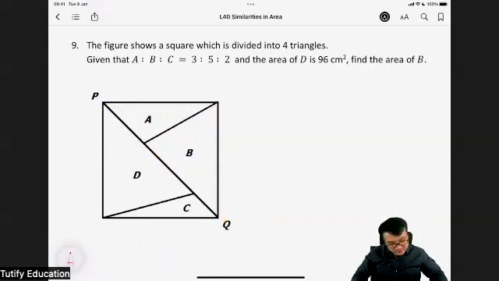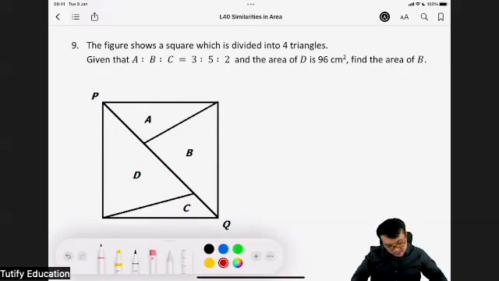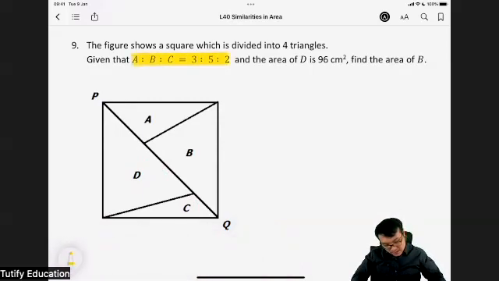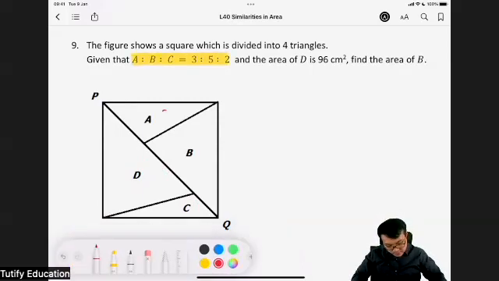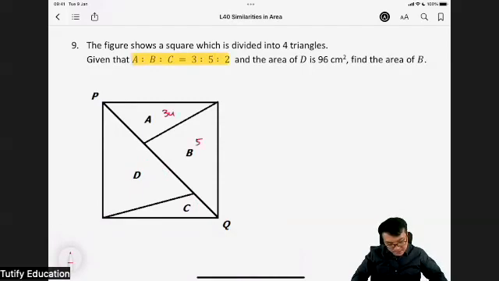The same thing applies for D and C. They have the same height, 90 degrees. The ratio of the area is the same as the ratio of the base. The question tells us that the ratio of ABC is 3 units, 5 units, 2 units. So how many units is D? Sorry, 5. Is it 5? I think so.